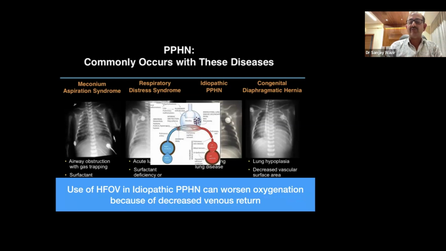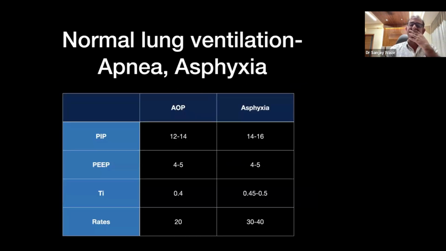So even if you have a PPHN, look at what kind of PPHN it is and what the right strategy is for us to follow in these cases. And then there is normal lung ventilation, these are the ones with apnea and asphyxia. In asphyxia sometimes you may have secondary surfactant deficiency or PPHN, but what I'm talking about here is a purely asphyxiated baby: normal lung, a bad brain. And apnea is a normal lung, but the baby has forgotten to breathe.